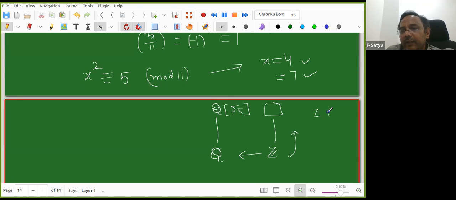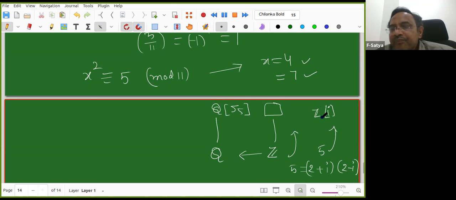So you know Z of i, the Gaussian integers. 5 is no longer prime here. 5 is equal to (2 plus i) times (2 minus i). R of i is the complex numbers. Z of i means your coefficients are a plus ib, where a and b are integers only. I'm not taking real numbers. If I take real numbers, that is the whole complex numbers, which is a very big field. I only take Q of i. That is a field, and this is a ring of integers.